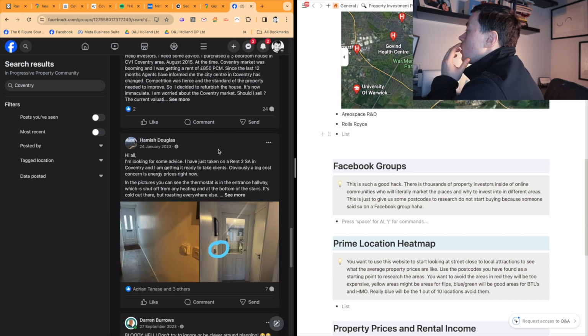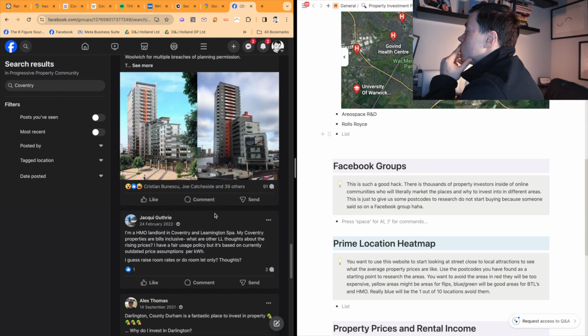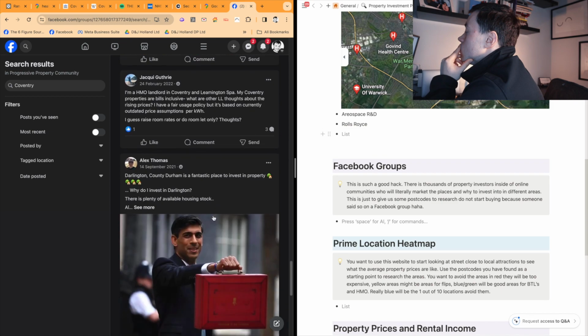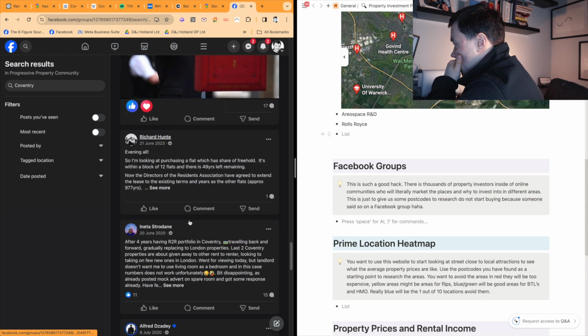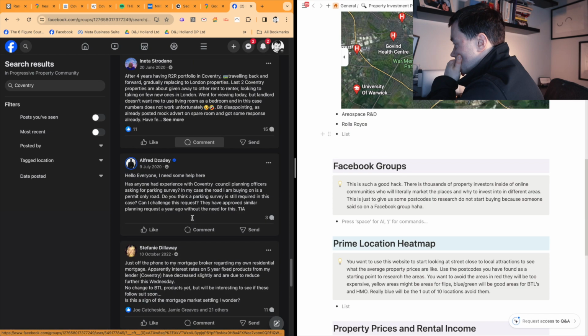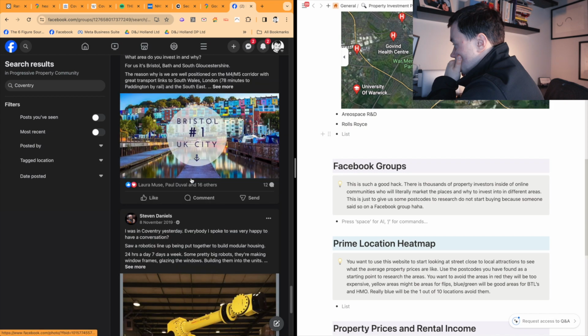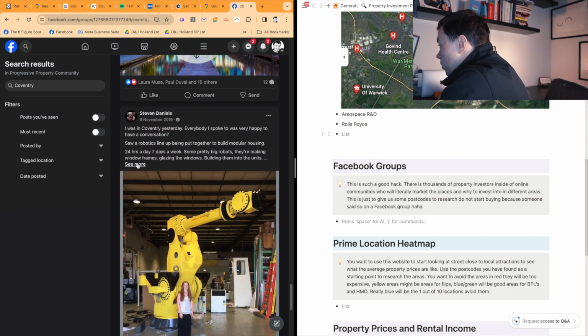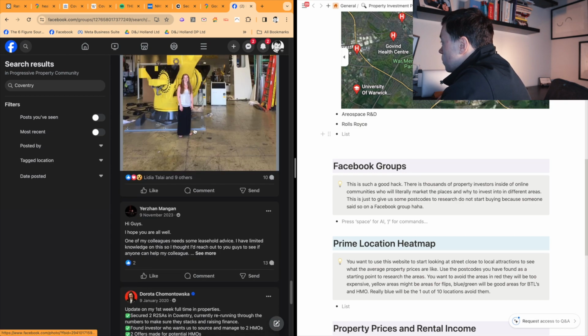Need to invest. What a house CV on Coventry. So it seems like Coventry is a good place to invest. Quite a lot of people invest in there. I was in Coventry yesterday. Everyone I spoke to was very happy to have conversations about robotics, line building, and modular housing.